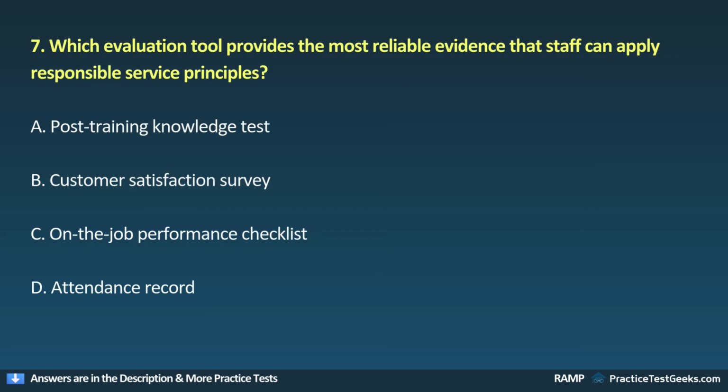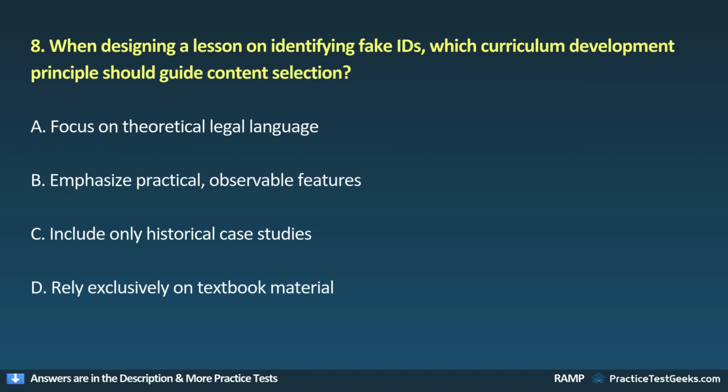7. Which evaluation tool provides the most reliable evidence that staff can apply responsible service principles? A. Post-training knowledge test. B. Customer satisfaction survey. C. On-the-job performance checklist. D. Attendance record.